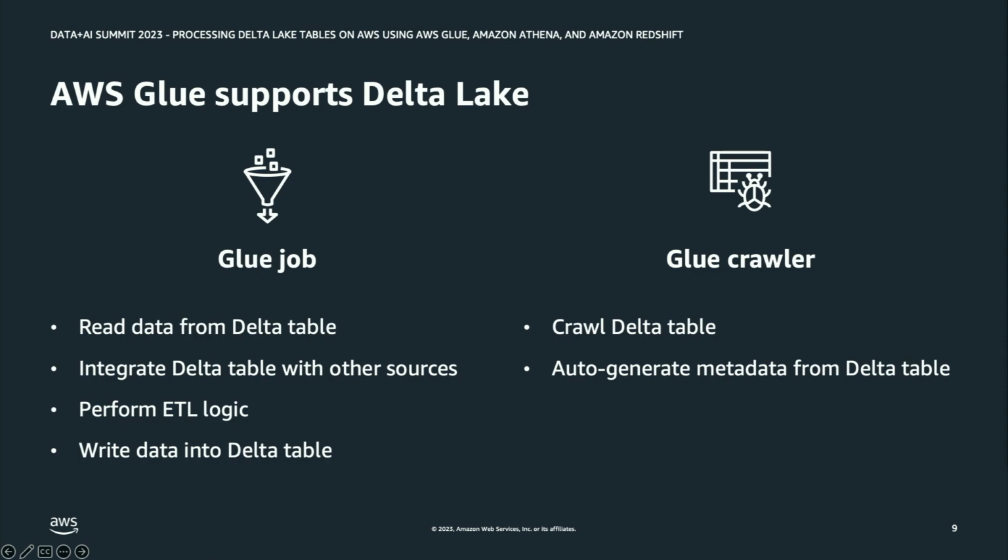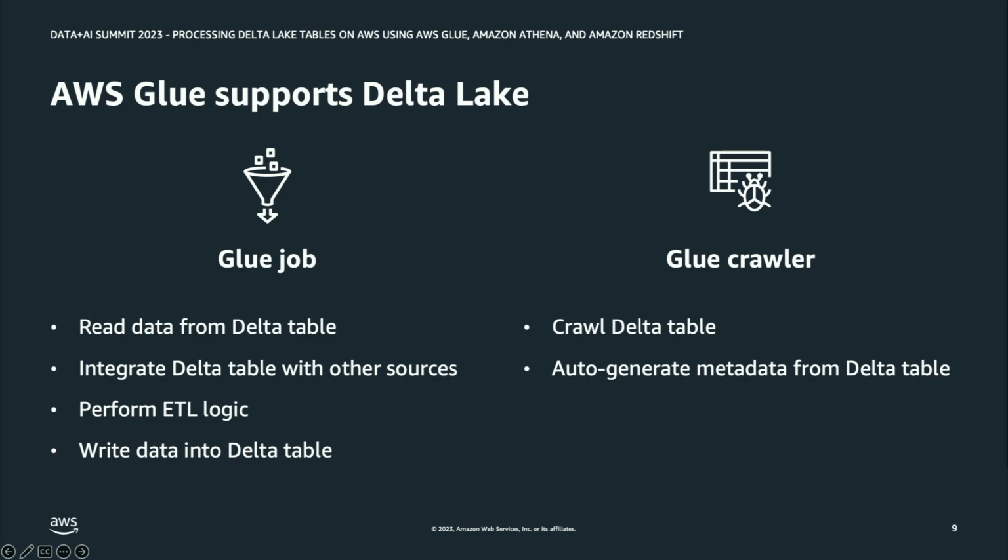AWS Glue has several useful components for data processing. First, let me explain Glue jobs and Glue crawler. Glue Spark jobs run on top of Apache Spark. It has a job script to achieve business logic and data integration. Of course, Glue Spark job supports Delta Lake.